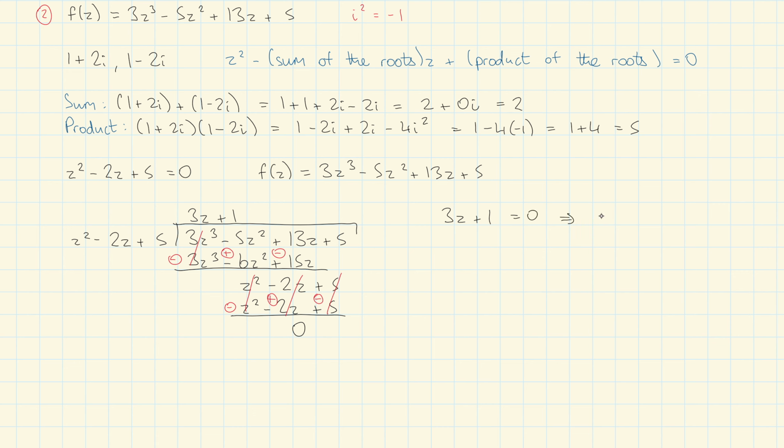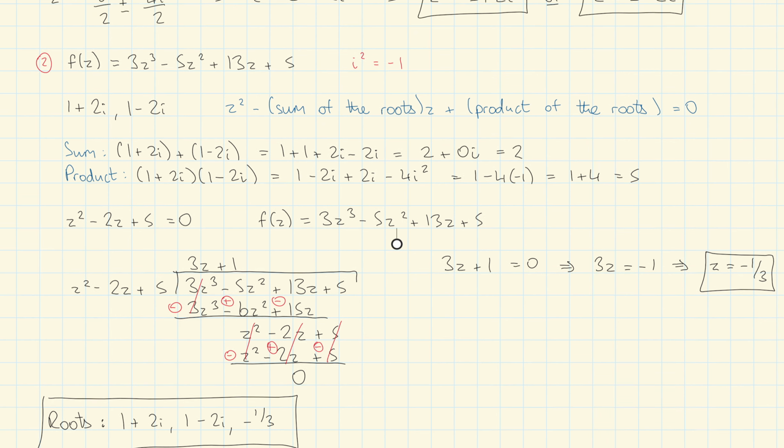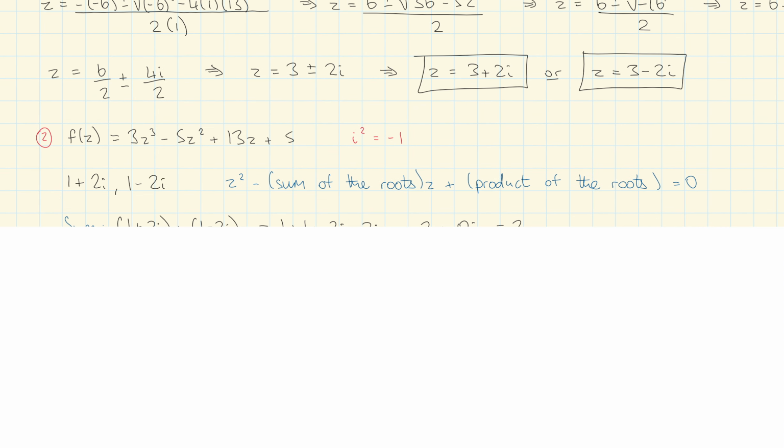We just need to write it as z is equal to, so we get 3z equals minus 1. So z equals minus a third. So that's my last root. So we have 1 plus 2i, 1 minus 2i, and minus a third. And that's us done using the conjugate root theorem.